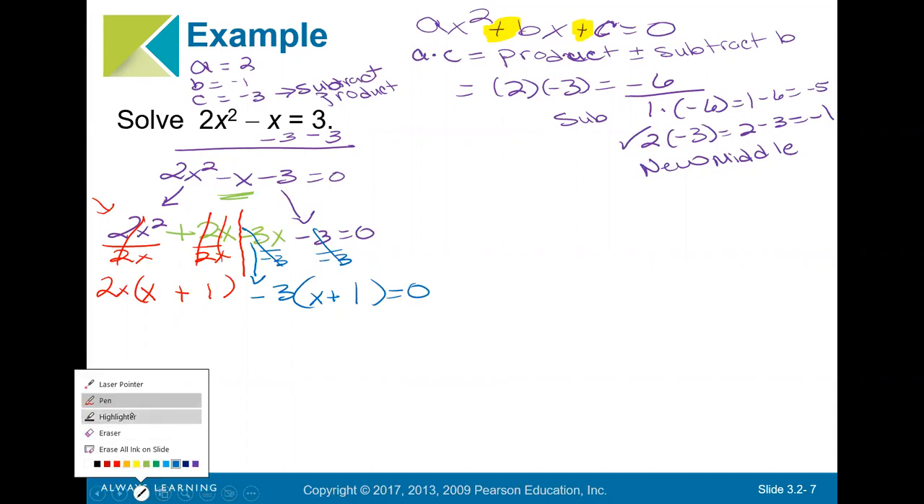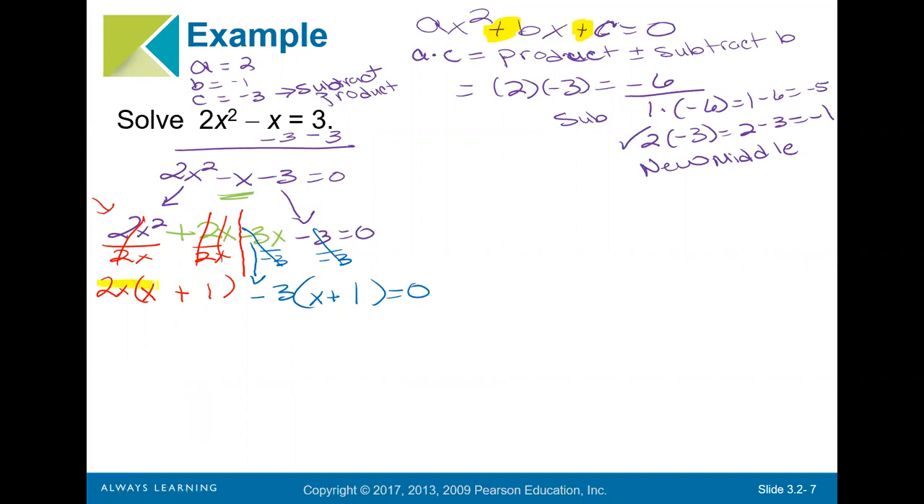All right, so what I want to do now is look at this. I have 2x times x plus 1, minus 3 times x plus 1 equals 0. What do I see? This parentheses and this parentheses are identical. So that's going to be my GCF. Let's pull that out. So now I have x plus 1, and when I factor that out, I'm left with 2x minus 3 equals 0. Now I'm going to find the real zeros because it's in factored form, because 2x minus 3 doesn't factor down any more. X plus 1 doesn't either.